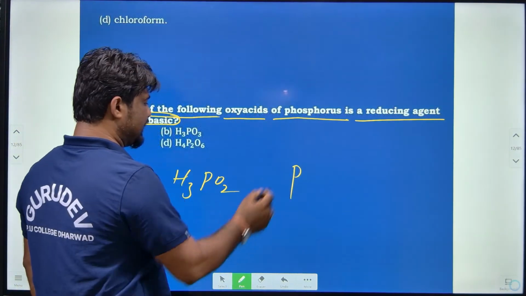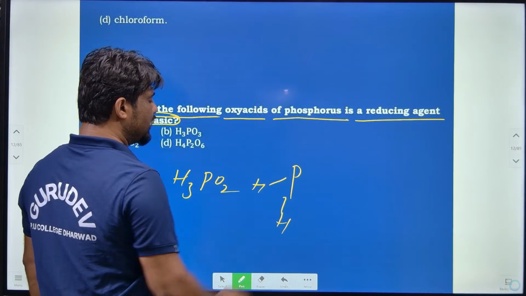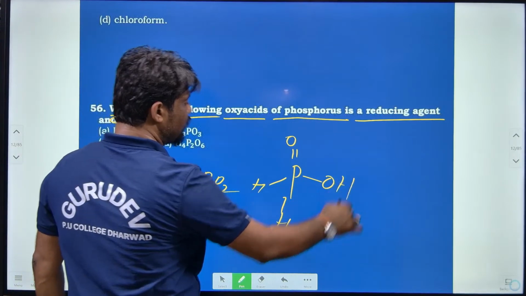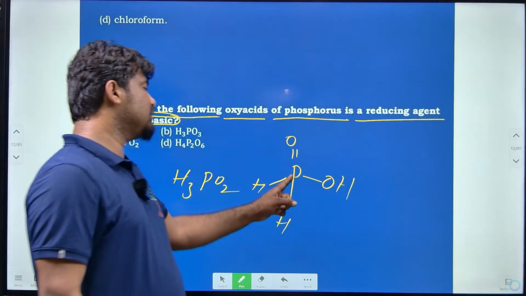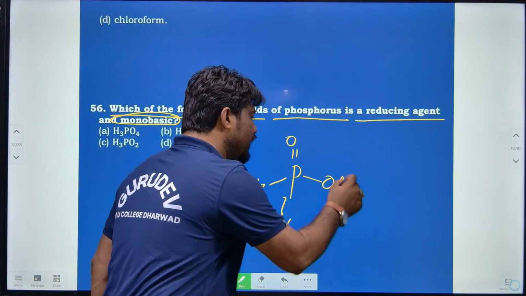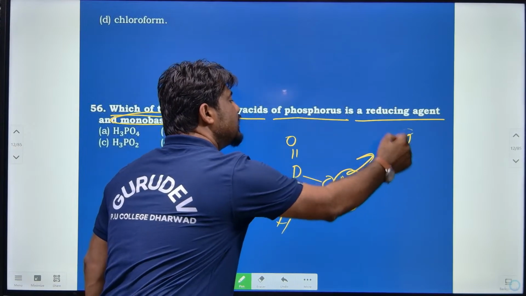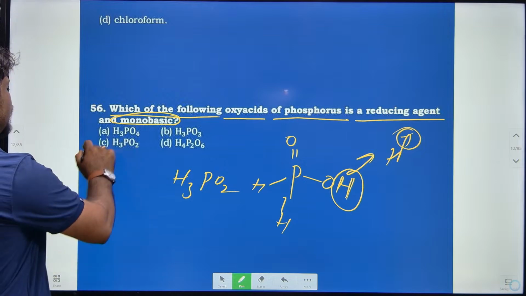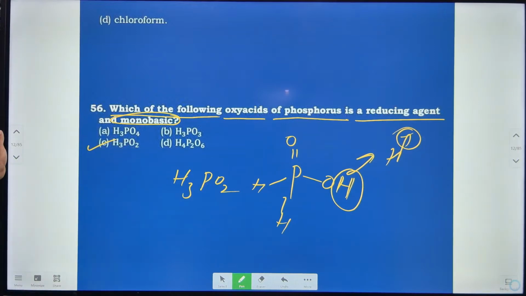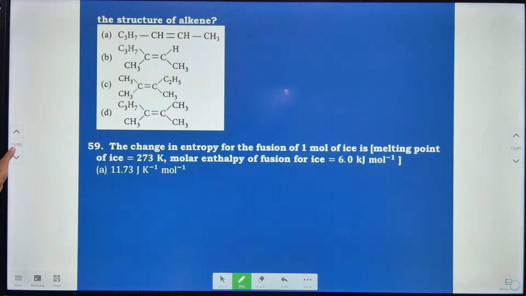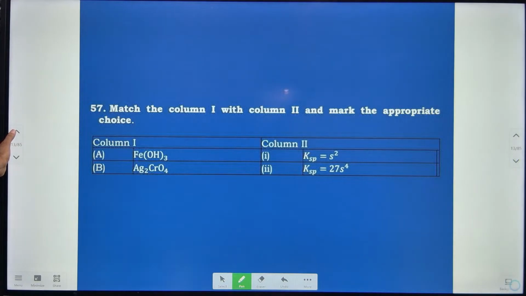Phosphorus is present at the center, bonded with 3 hydrogens, and it makes a double bond with one oxygen, and it has only one OH. From this OH, the H can be easily eliminated as H plus. Hence this molecule acts as monobasic and also as a reducing agent. Option C is the right answer. Well, go to the next question.